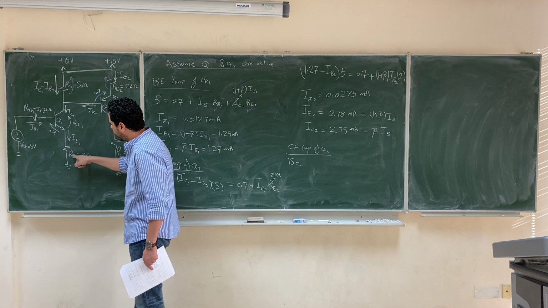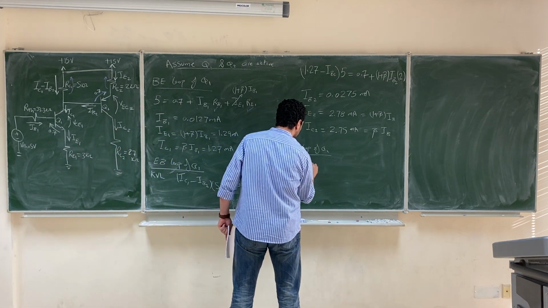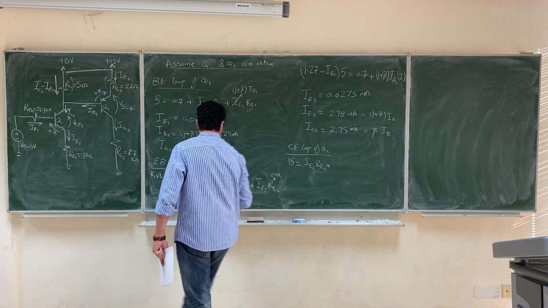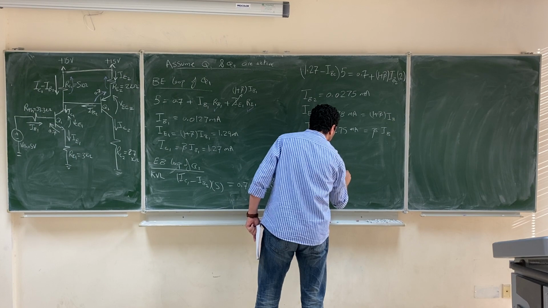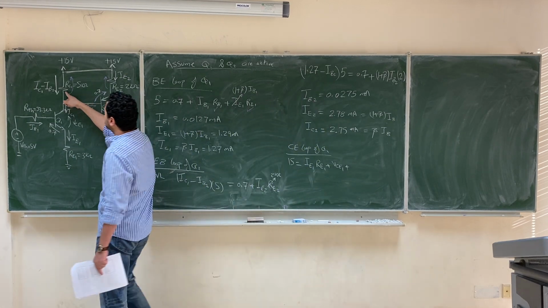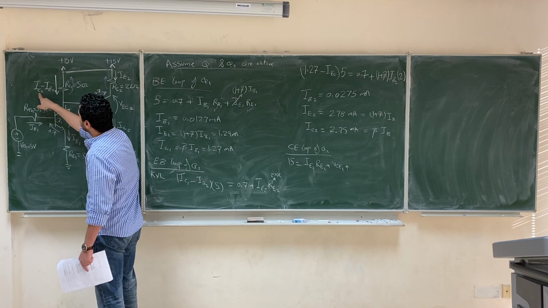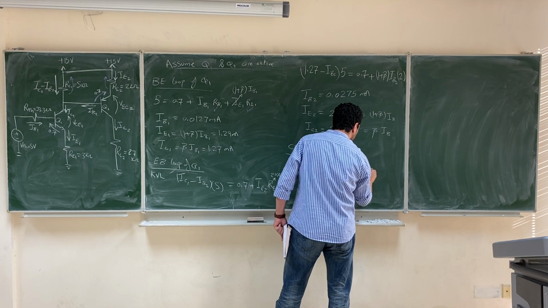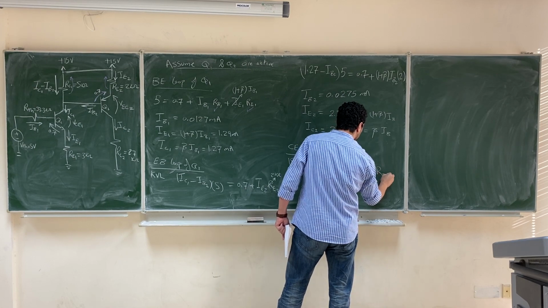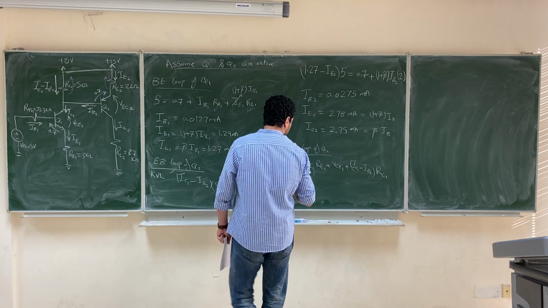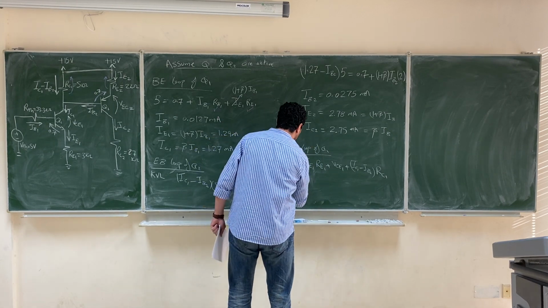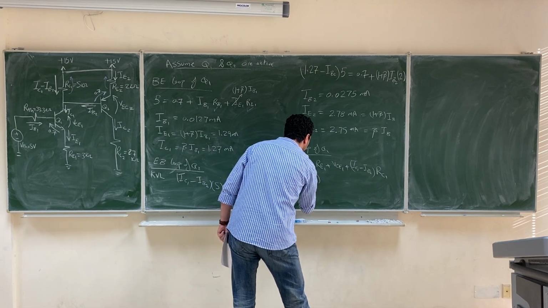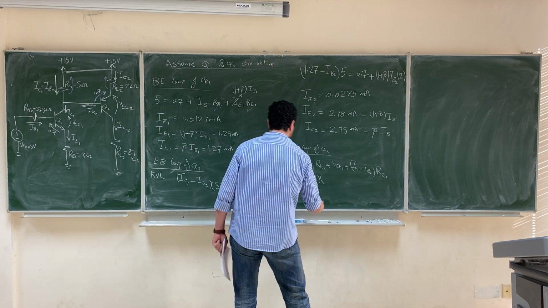0 at the ground, plus the drop here, IE1 RE1, plus the drop here, VCE1. This is the unknown. Plus the drop at this resistance, RC1 multiplied by the current IC1 minus I base 2. So plus IC1 minus I base 2 multiplied by RC1 equals 15. Okay? So IE1, we already calculated to be 1.29 milliampere multiplied by RE1, 3 kilo ohm.